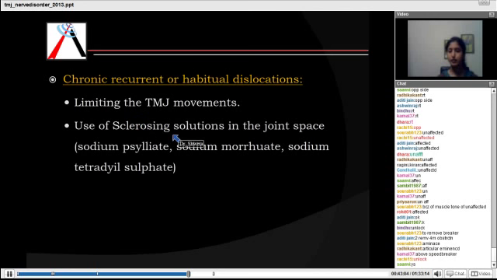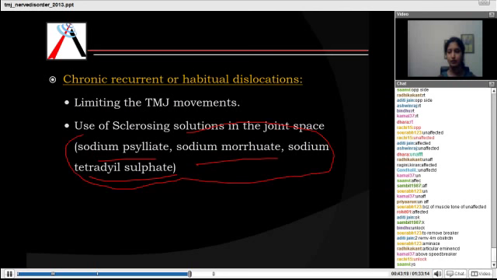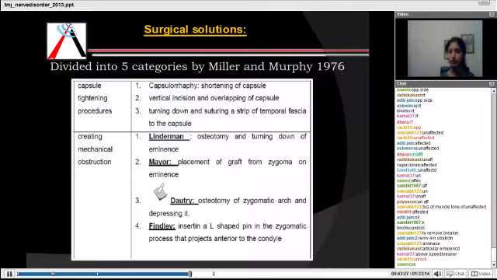The other thing is you can use sclerosing solutions which are put into the joint space by intra-articular injections. These sclerosing solutions are sodium psylate, sodium morrhuate and sodium tetradecyl sulfate. Okay, you need to know the names. They may be asked as MCQs. So you got the treatment for the acute dislocation and the chronic dislocation.